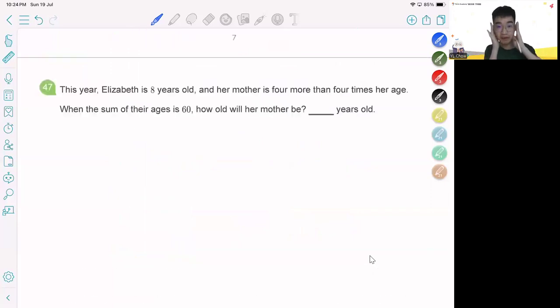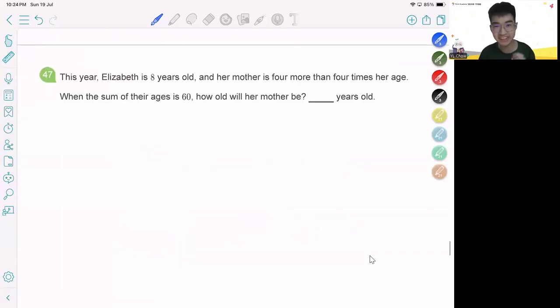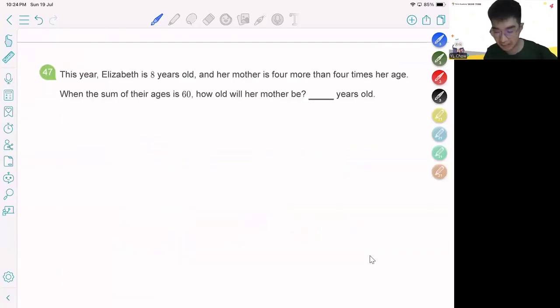This is an age problem. It's actually not that difficult. All right, let's try together. This year, Elizabeth is 8 years old. So I directly give you Elizabeth is 8 years old. And her mother is 4 more than 4 times her age.